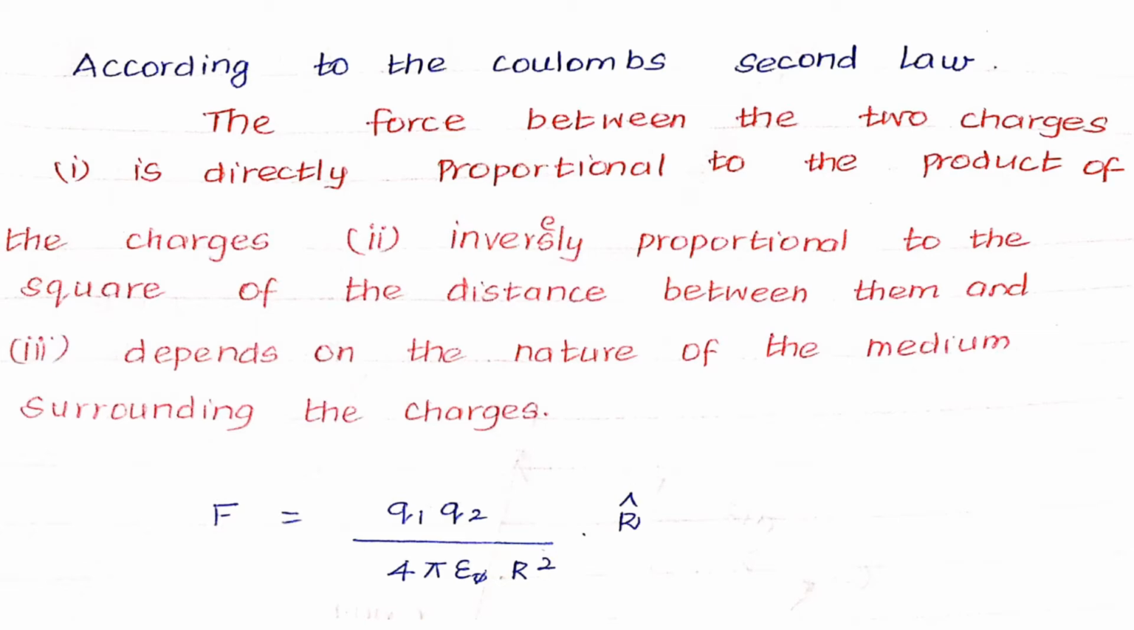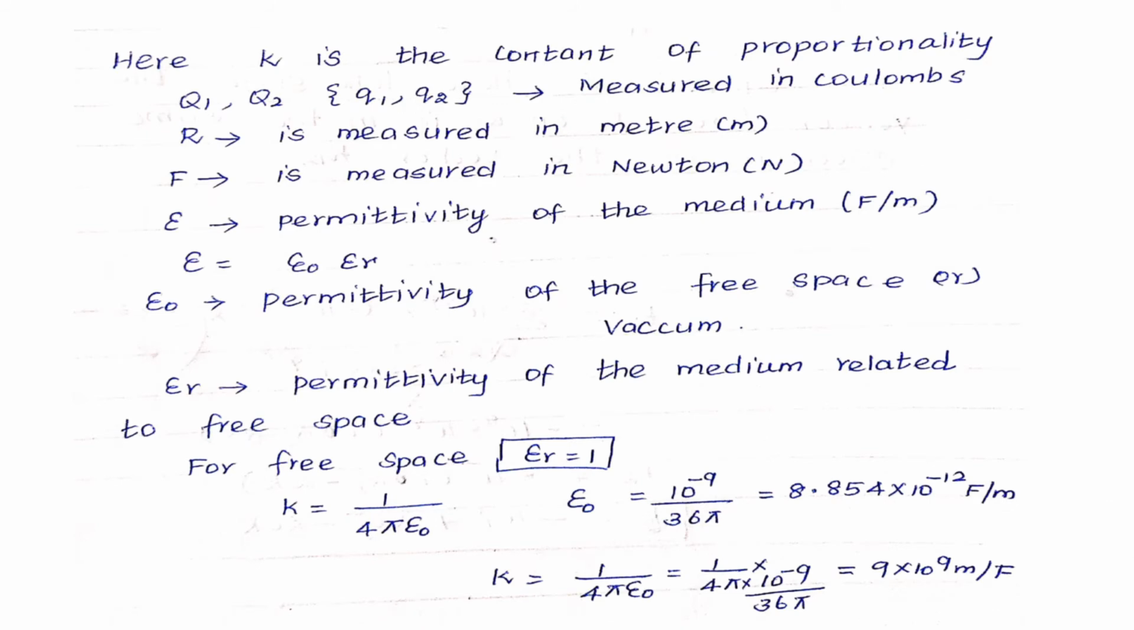R cap is the unit vector. And see here, what is Q1 Q2 in the numerator? Q1 and Q2 is the product of charges. What is R square? Square of the distance between them. And what is R cap? That is the unit vector. Here, K is the constant of proportionality and K is equal to 1 by 4 pi epsilon naught. Q1, Q2 are measured in coulombs. R is measured in meters. F is measured in Newtons.